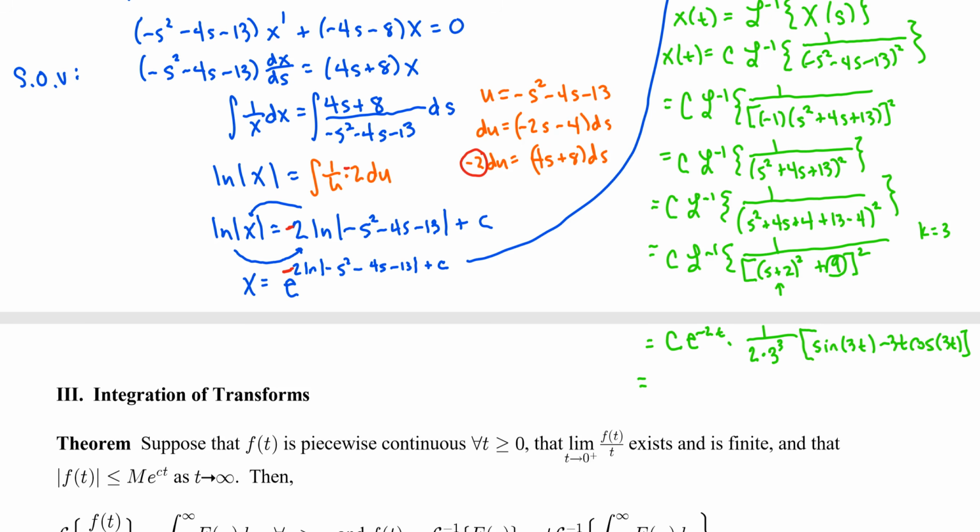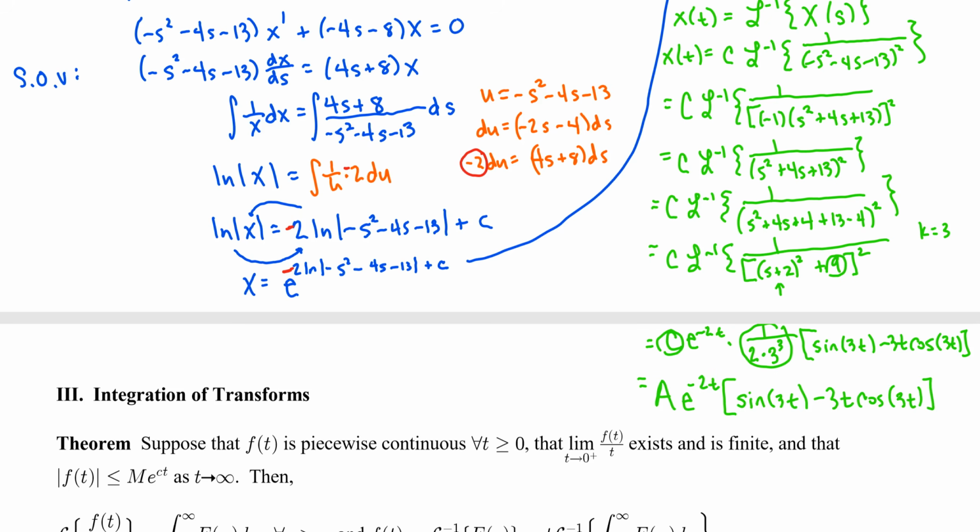Okay, let's clean it up. We have 1 over 2 times 3 cubed. This is a constant, and a constant times a constant is a new constant, times e to the negative 2t times sine of 3t minus 3t cosine of 3t.